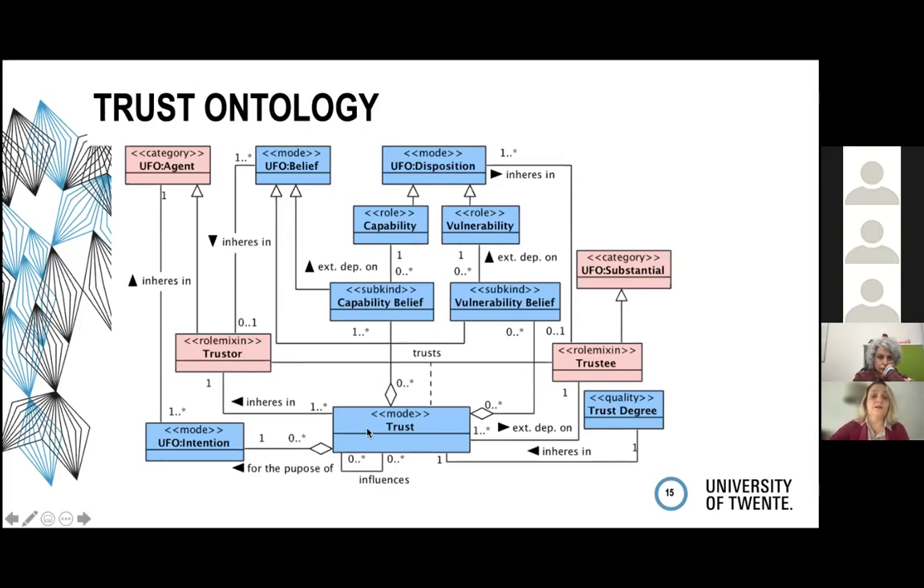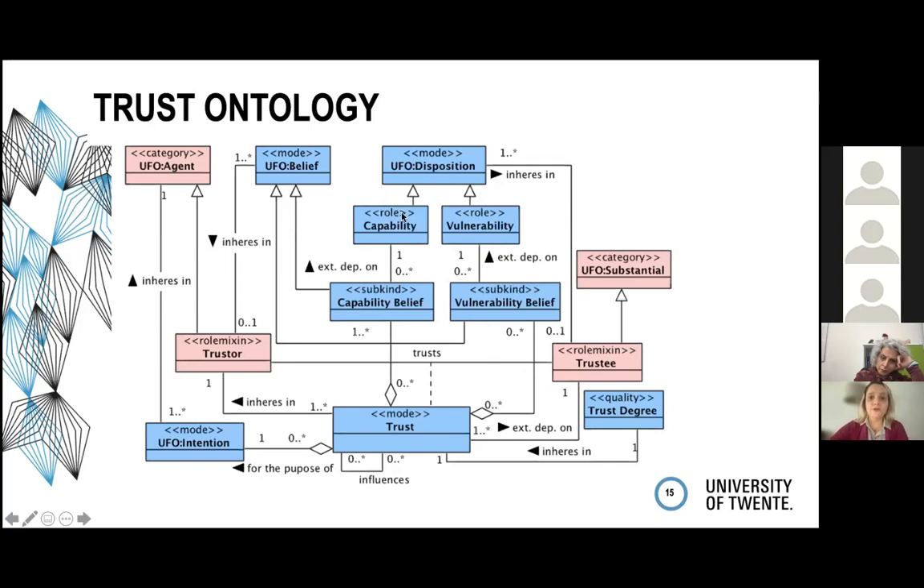And as we said, there is always a purpose. So the purpose of the trust is to accomplish some intention, which is also an intention of the agent playing the role of the truster, okay? And trust is actually composed of these beliefs, right? The capability belief, which I exemplified before, so the belief that the trustee can accomplish some goal, and the vulnerability belief, which is the belief that the vulnerabilities involving that system will not prevent the goal from being accomplished, right?